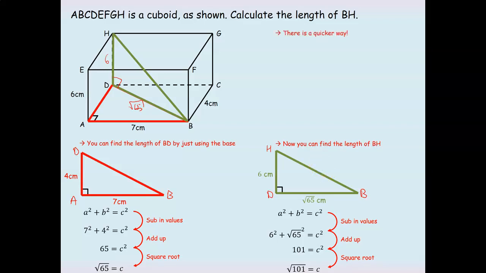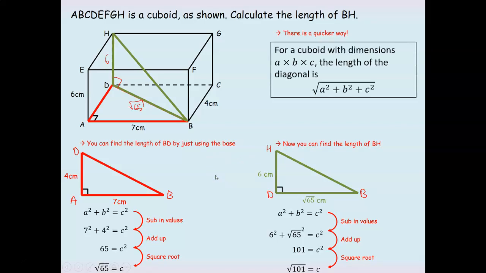Now, there is a quicker way. You can just square the 3 dimensions, so 6 squared plus 7 squared plus 4 squared, and square root it. It's relatively straightforward to show how that works. I'll leave you to have a go at that if you want to. But for a cuboid with dimensions a by b by c, the length of the diagonal is the square root of a squared plus b squared plus c squared, and you can jump straight to that.